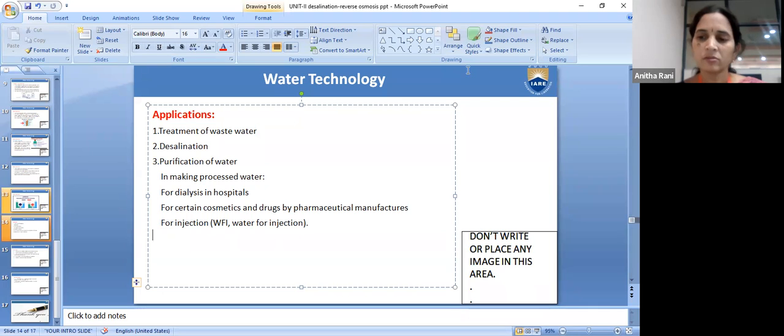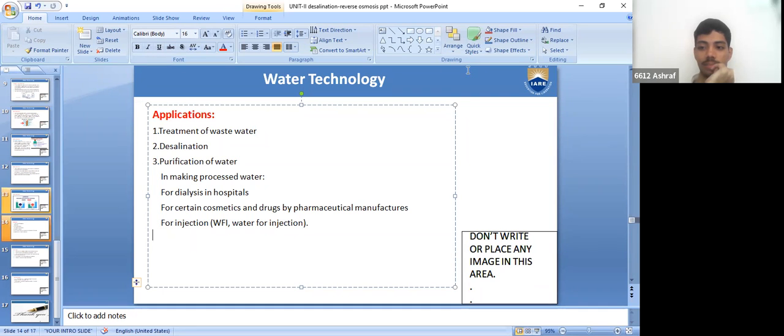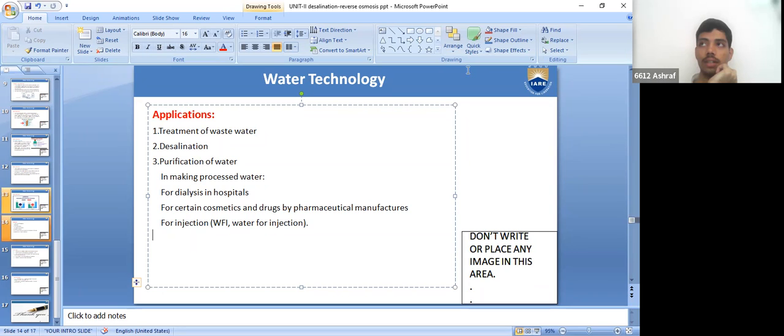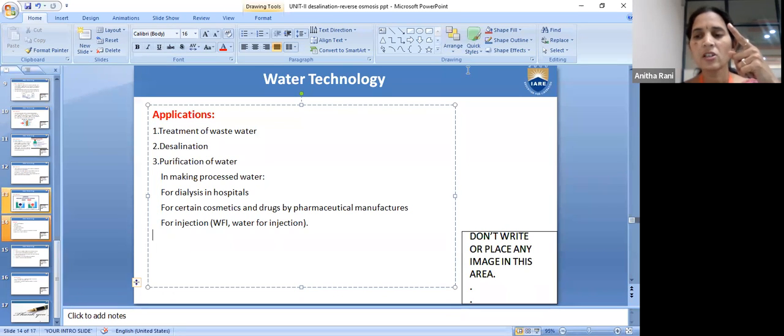Treatment methods. One is the ion exchange process, an external treatment method. Second topic, potable water and its treatment methods. Okay.